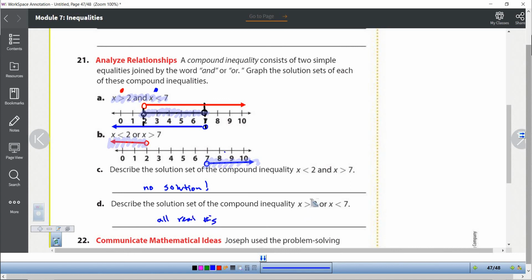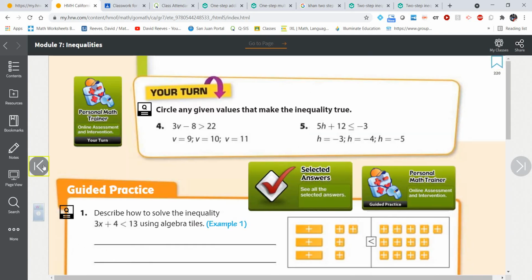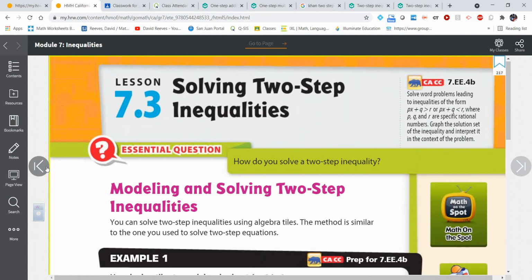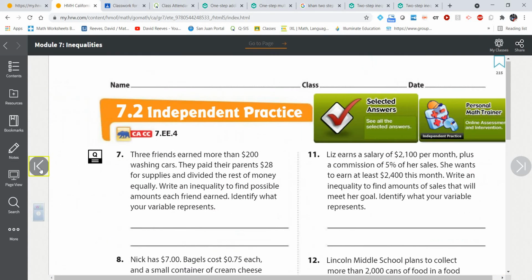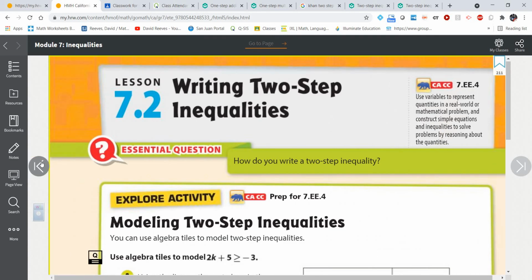If you want to see this one right here that I already did, rewind the video and you can see that. I apologize for that mistake, ladies and gentlemen, but that is writing and solving two-step inequalities. Solving two-step inequalities, that's lesson 7.3, and writing two-step inequalities, that is lesson 7.2.